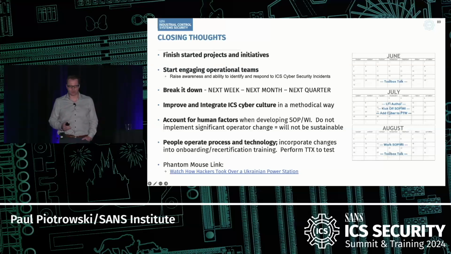So perform those tabletop exercises to make sure that the interaction, the connective tissue between your operators and your OT support staff and IT actually works in your organization. All right, so with that, we have a few more minutes for some Q&A.